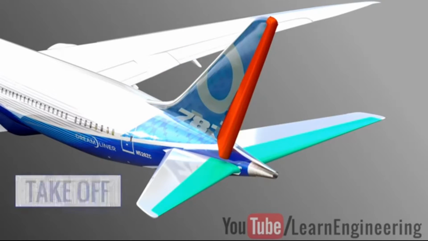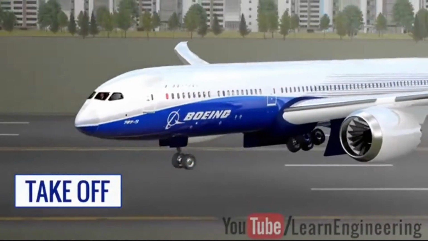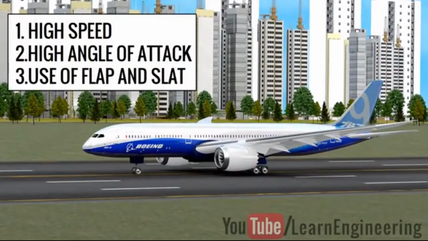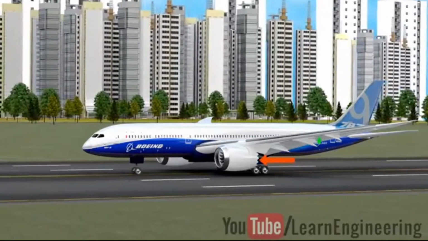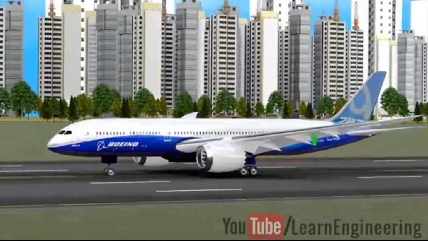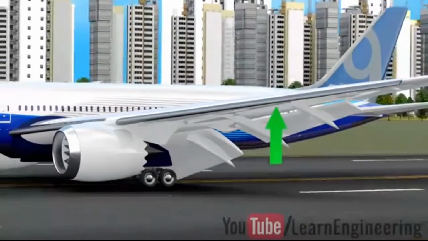Let's start with the takeoff part of the flight. To get the airplane to take off from the ground, what you have to do is increase the lift force using various techniques and make sure that this force is increased by increasing the thrust of the engines. When the airplane's speed is high enough, the pilots activate the flaps and slats. Lift is further increased due to this.